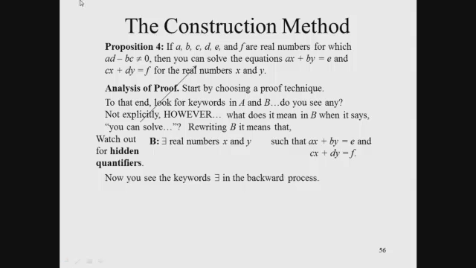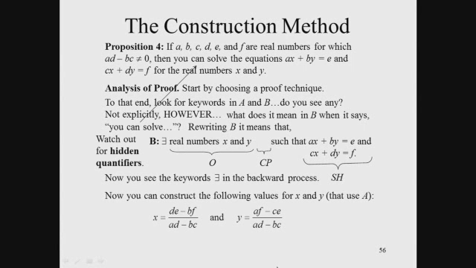In order to use the construction method, first you need to identify the objects, the certain property, and the something that happens. So what are the objects here? Real numbers x and y. Those are the objects. When you describe the objects, include the type. What's the certain property? There is none. And what's the something that happens? AX plus BY equals E and CX plus DY equals F. So I have to construct real numbers x and y. Ready? Here they are.